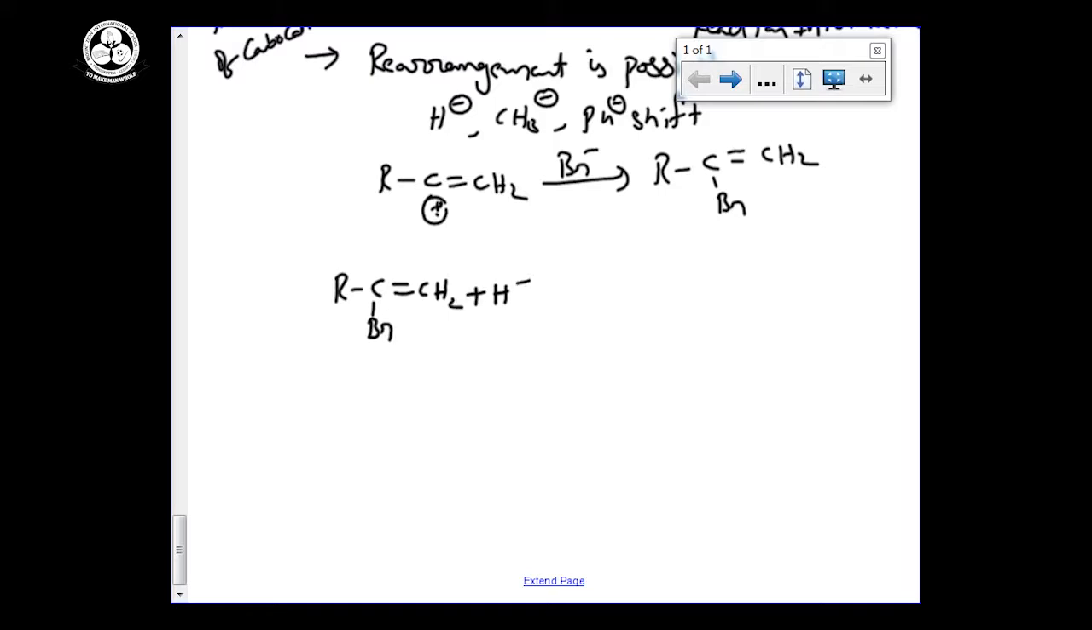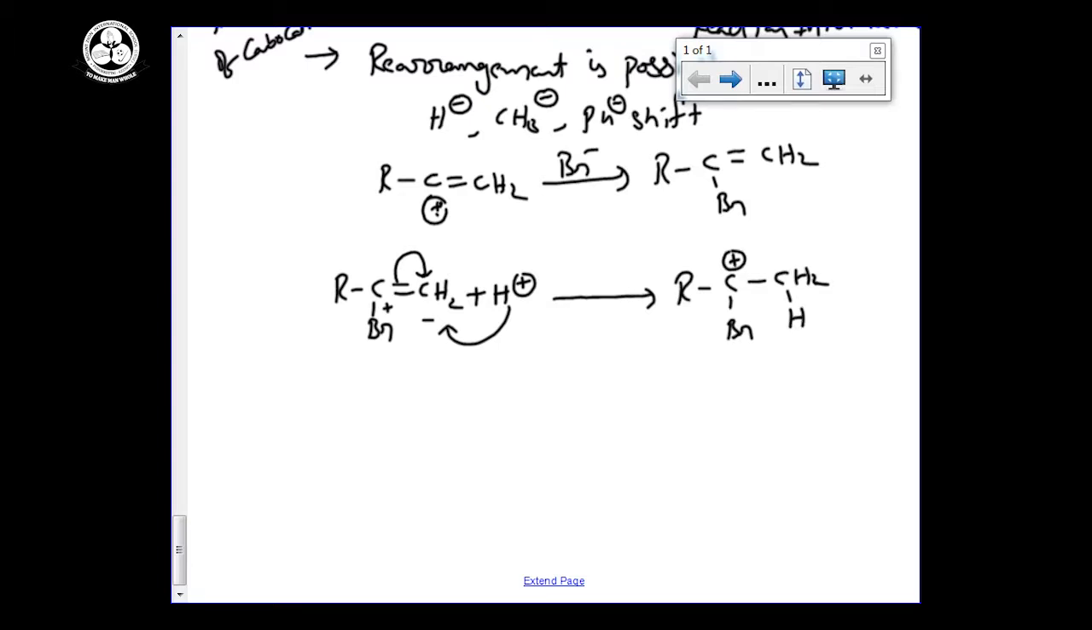Again I am taking RC Br double bond CH2. First step I am adding one H plus. See, this double bond will be shifted into this carbon. Then this is minus, this is plus. So plus can take the minus, it becomes RC Br single bond CH2, with H and plus.